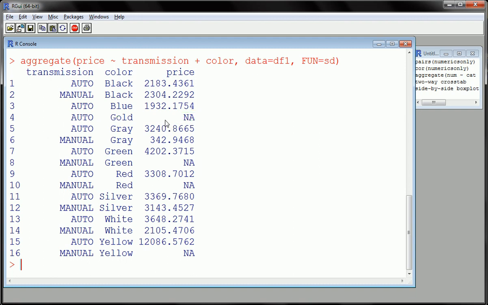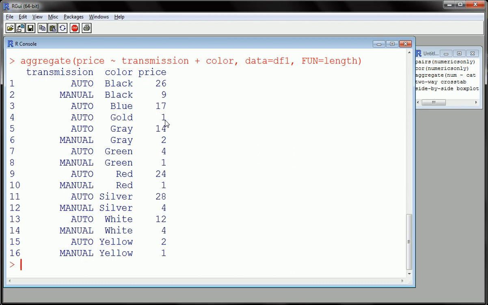Okay, we can get the length. I believe length should give us how many cars were there that were automatic and black, manual and black, auto blue. By the way, look, automatic gold, only one car.